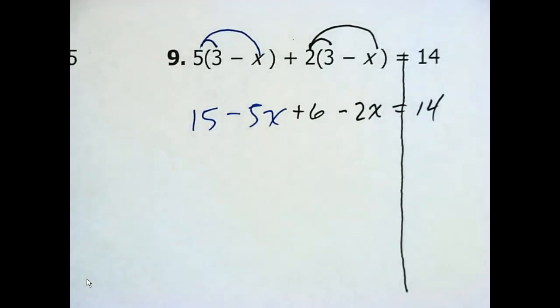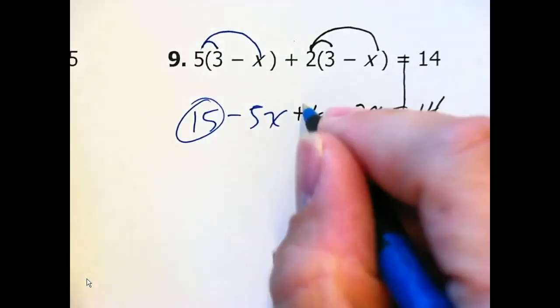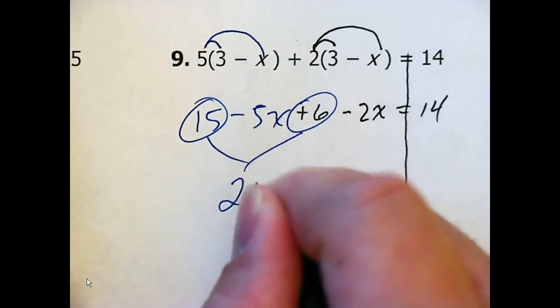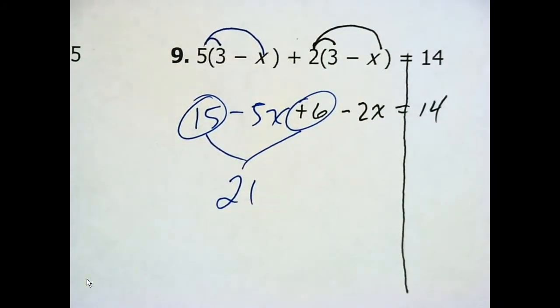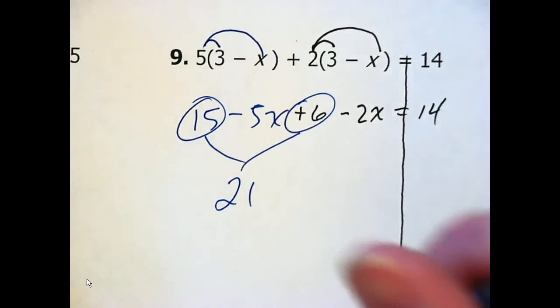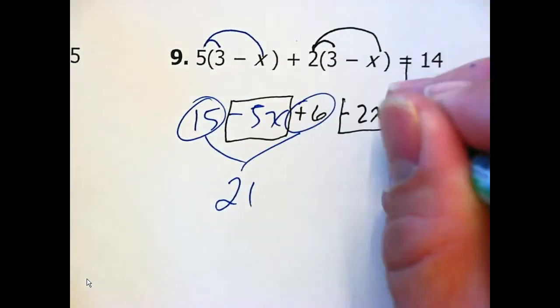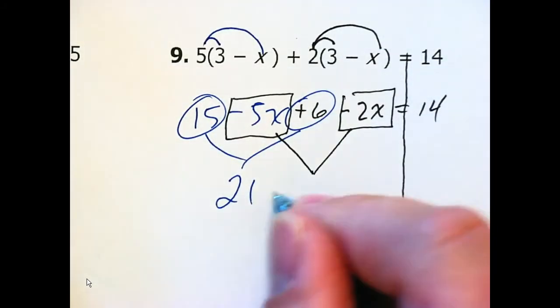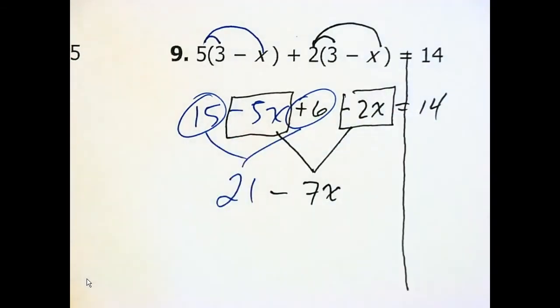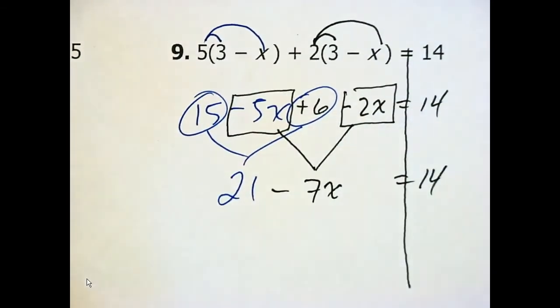All right. Now what, Mac? Anyone else? Mercedes. Add the 15 and add the 6, and we get 21. And now what? Yes. Subtract 2x from 5x. Brady, what'd you get there? I got negative 7x. Negative 7x. Notice now I circled those like terms, and then I boxed those. Just help me out. Equals 14. Now what?